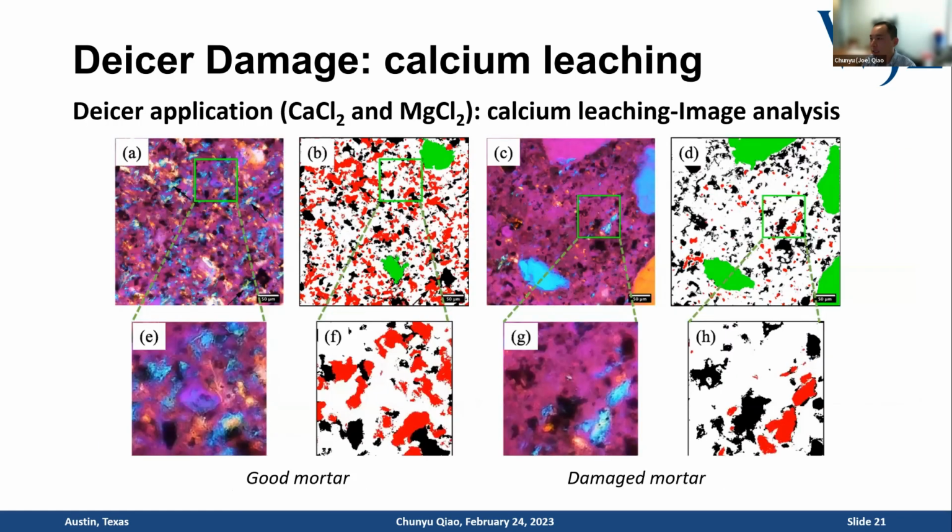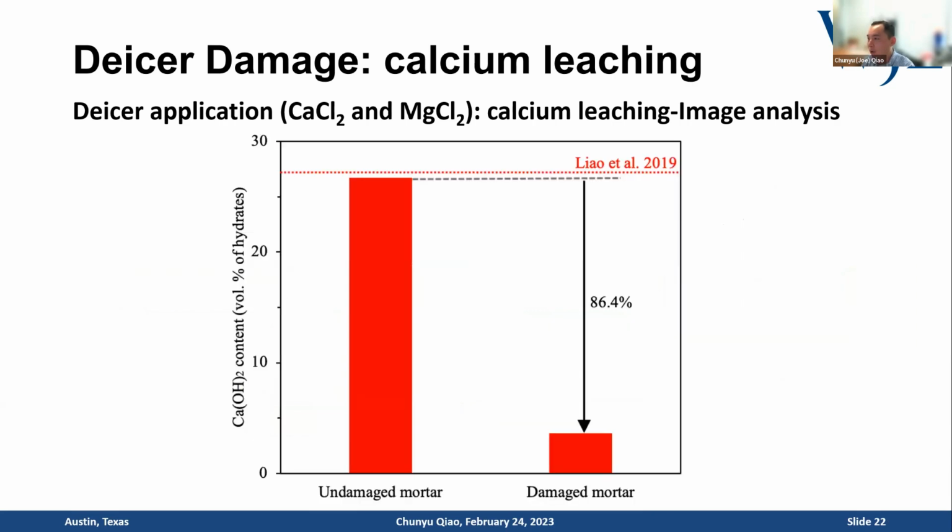So again, as long as we have high contrast features in the images, we can ask the software to quantify those areas and tell us the volumetric content of those features in the field of view, and then help us quantify the calcium leaching we're talking about here. So we can tell almost 90% of calcium hydroxide has leached out due to the deicer exposure. So this is very significant.